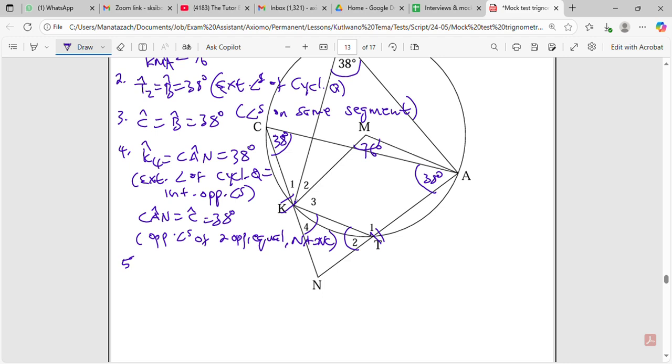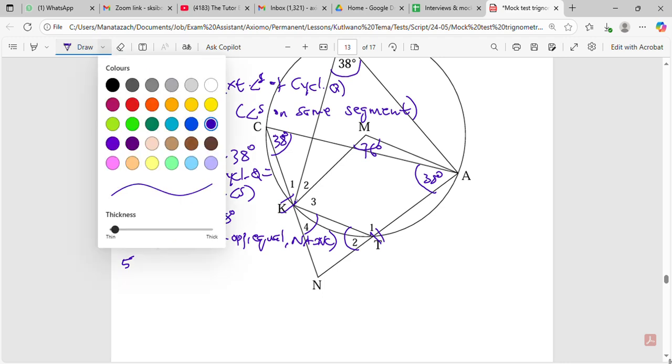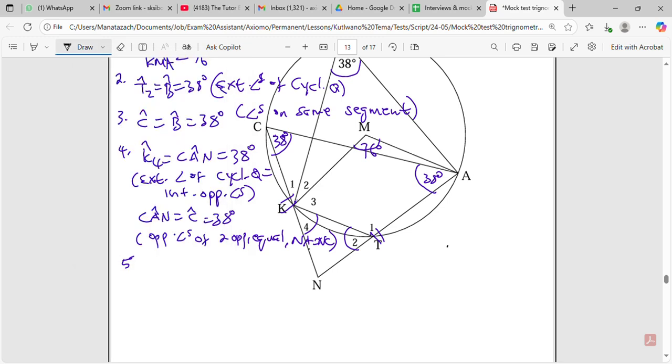So you can tell here, let me just change the color, let me use a black color. NK, there is NK and there is NT. So if you can prove that K4 is equal to T2, then we would conclude that NK is equal to NT. You realize that we've already proven K4 is 38 degrees, and T2, likewise, we found that it's 38 degrees.